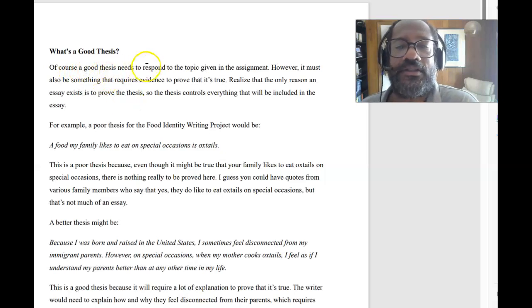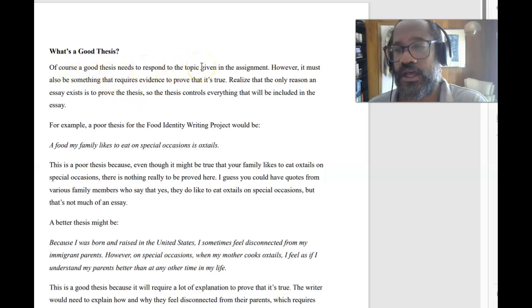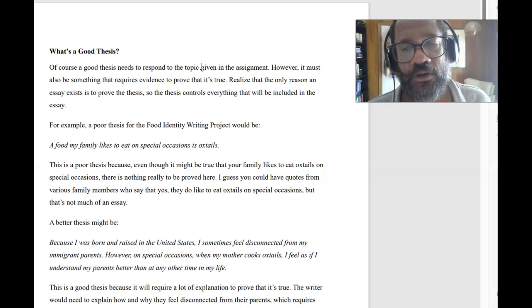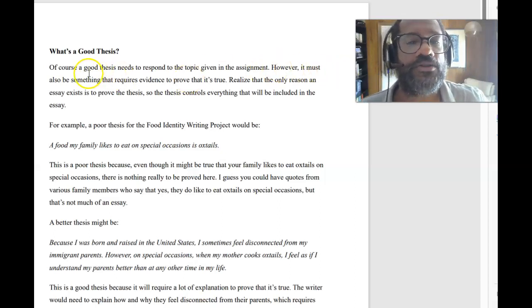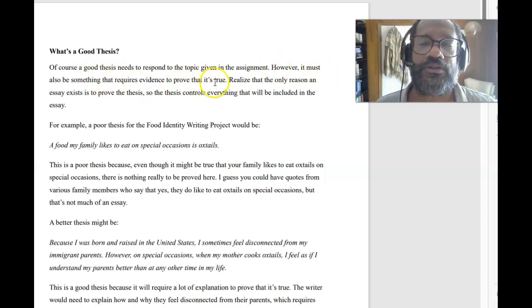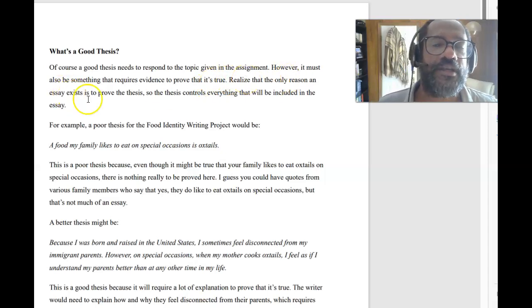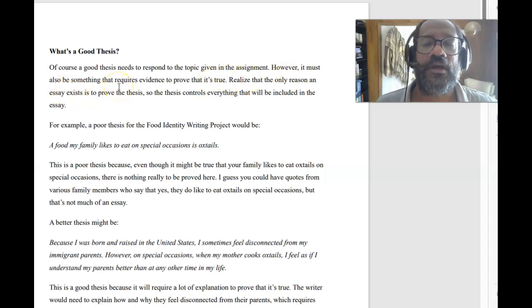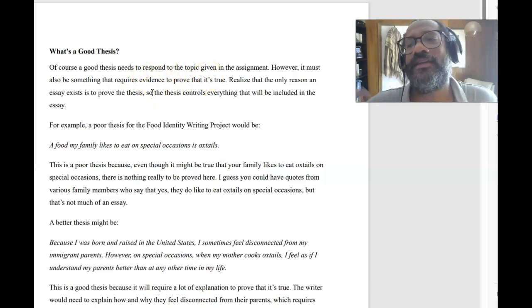So, of course, a good thesis needs to respond to the topic you are given in the assignment, right? And that's something that most of us are completely aware of. However, it must also be something that requires evidence to prove that it's true. Realize that the only reason an essay exists is to prove a thesis, so the thesis controls everything that will be included in the essay. And then just the idea that you need to prove something to be true, and so your thesis needs to set up something that needs to be proved.